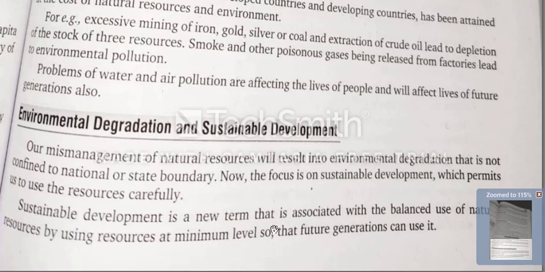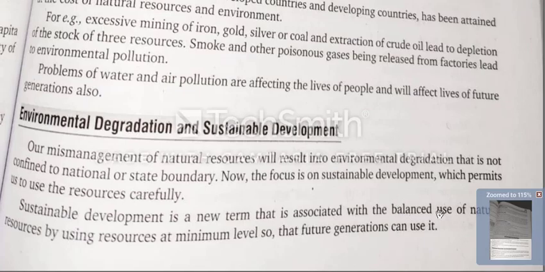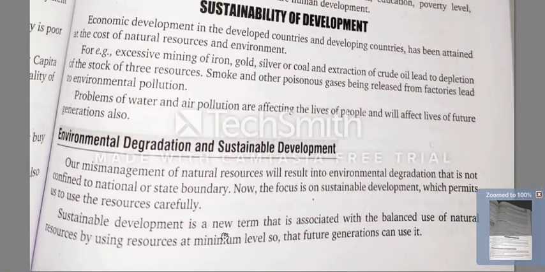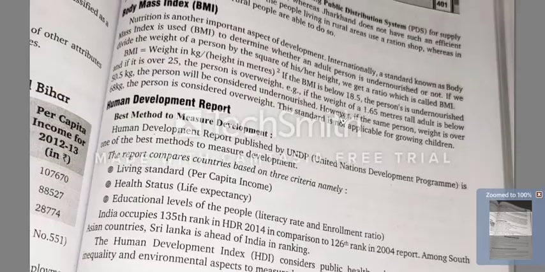Sustainable development is a new term that is associated with the balanced use of natural resources, using resources at a minimum level so the future generation can use them. We will have to use the resources carefully and try to use them at a minimum level so it will be safe for future generations also. Class, we have completed till here. Now we will see the next page.